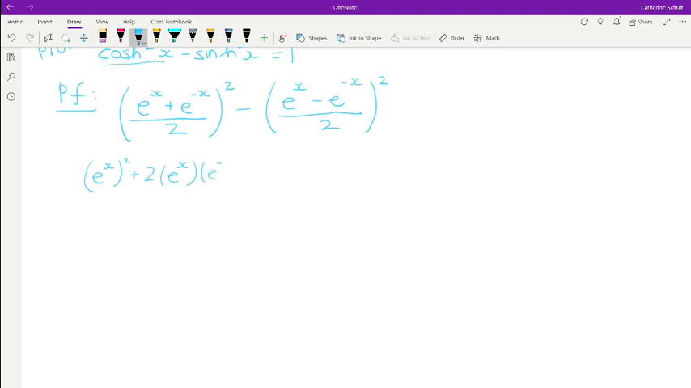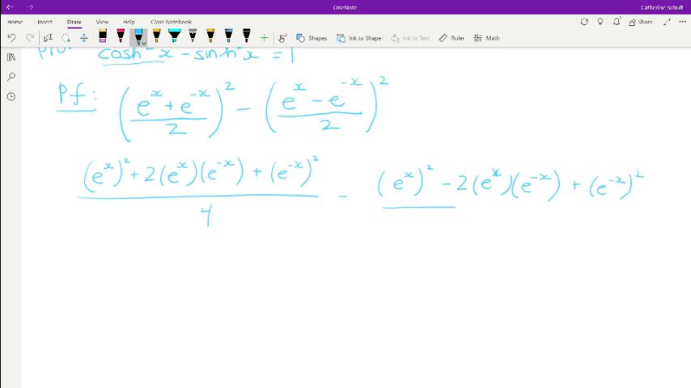So just squaring a binomial right now, plus e to the negative x squared, and then this is going to be over 4. And now we're going to subtract e to the x minus e to the negative x all squared. So same thing, e to the x squared minus 2ab plus e to the negative x squared all over 4.